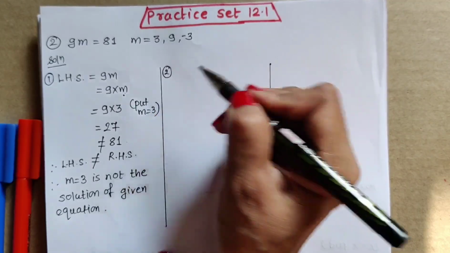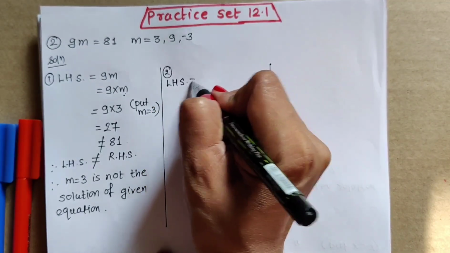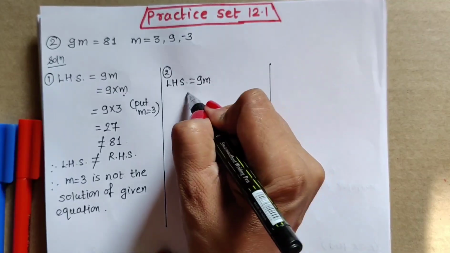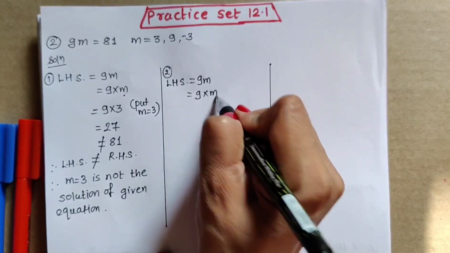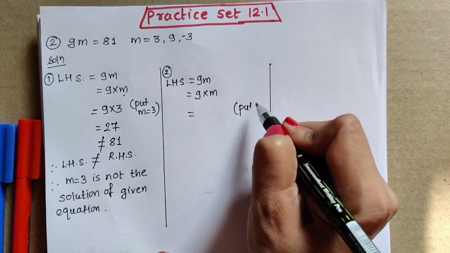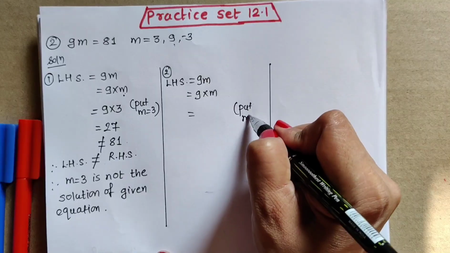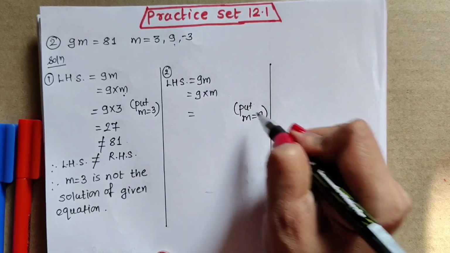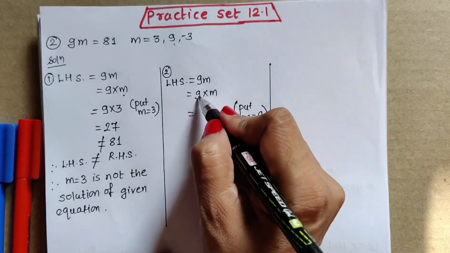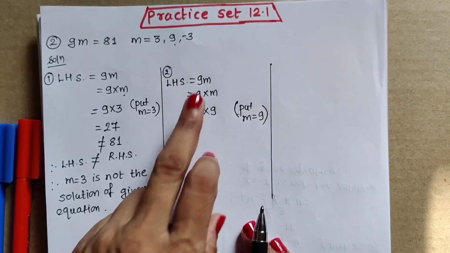Now let us check for the second value. Again we are going to write left hand side is equal to 9m, and 9m means 9 multiplied by m. Now we will put the value m is equal to 9. Second value is 9. Put m is equal to 9. We put this 9 as it is, and in place of m we are going to write 9.